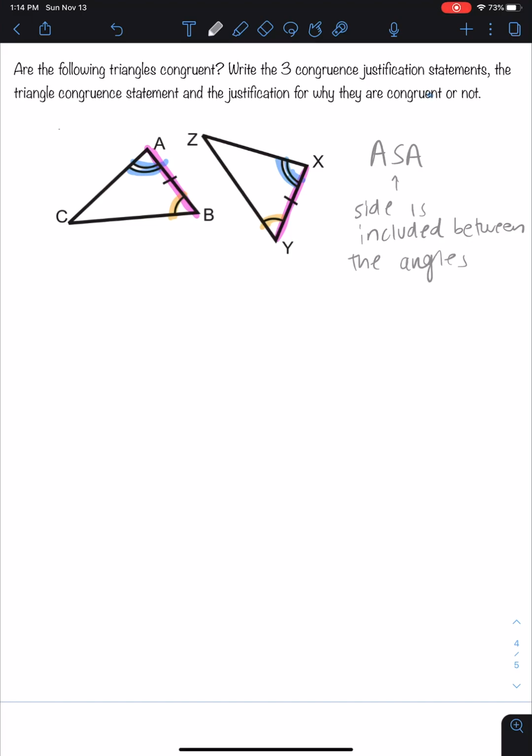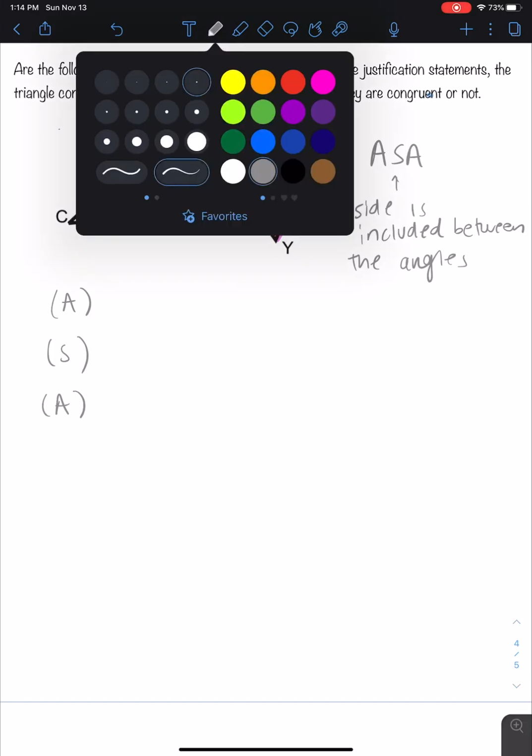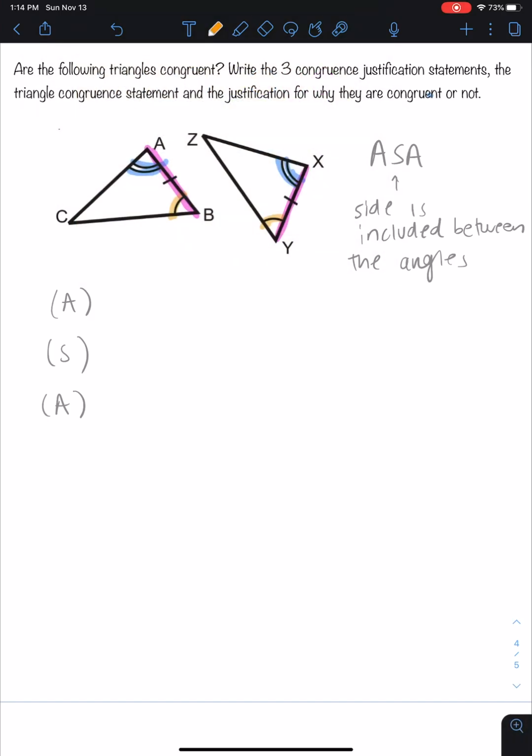So when I'm writing my justification statements, I can write it as angle, side, angle, where the side is in between the 2 angles. Again, we don't need to write it in this order, but we like doing this to help keep our organization on track. So we can talk about angle B with 1 tick mark is congruent to angle Y. Now remember, we want the vertex in the middle. So we can say angle A, B, the vertex C. So the vertex B is in between.